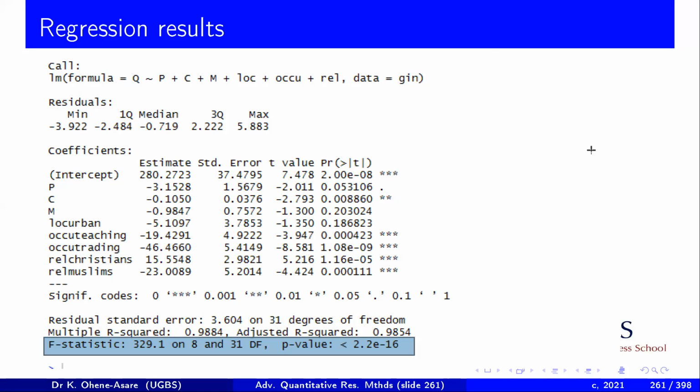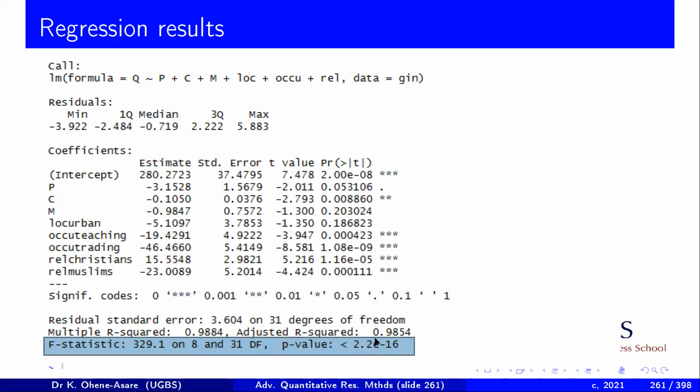So now let me ask you, are the coefficients jointly significant? And the answer is what? Yes. The coefficients are jointly significant because the p-value is approximately 0. And anytime the p-value is 0, it implies 0.1%.